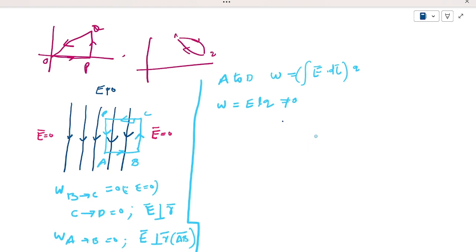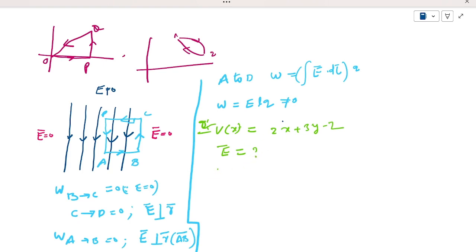Another example we will find out: V is varying with respect to x. The potential V is given as a function of x, y, z. The given V is 2x plus 3y minus z. Next question: what is the electric field due to this given potential function?